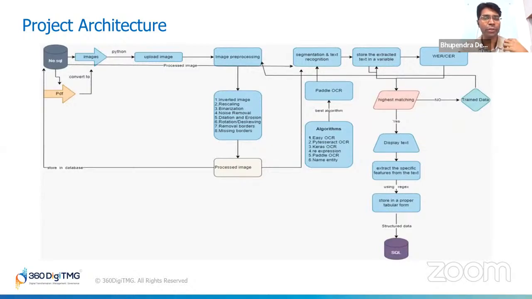What we did in image processing, of course, it's related to image, right? We did inverted image, rescaling, we did binarization, noise removal, dilation and erosion, rotation or deskewing, removal of borders, missing borders, and we got the processed image. And the same we use for segmentation and text recognition. We use Paddle OCR, right? We stored the extracted text in a variable, and then we did WER or CER, right?